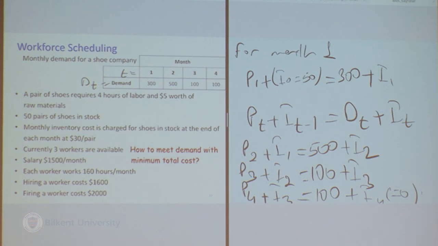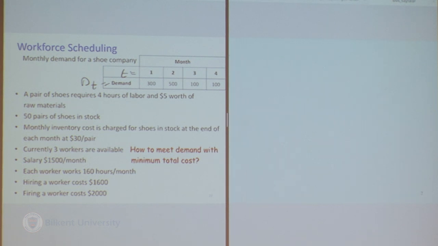Is it clear? Yes. Okay. Now, how about the workers?